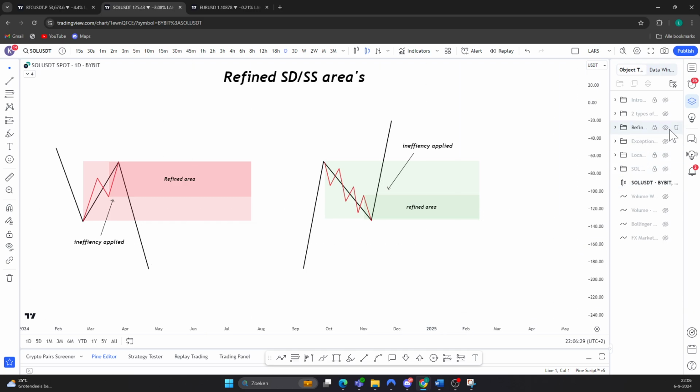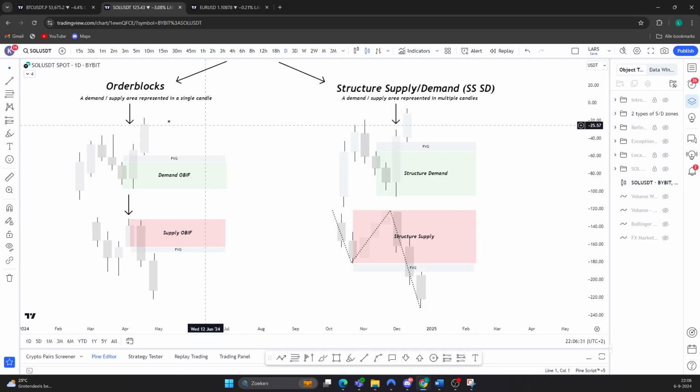Okay, so we have order blocks, right, which is just one candle followed by an expansion away, leaving a fair value gap. Or we have structure supply, which are multiple candles, and it can be multiple candles.